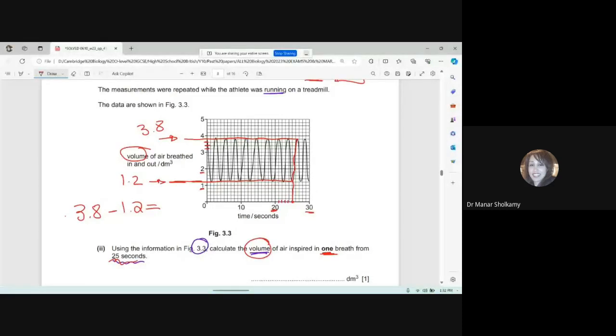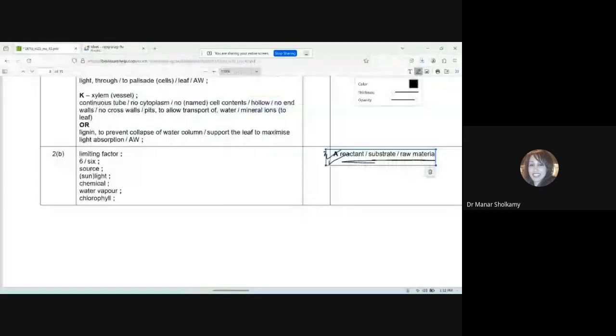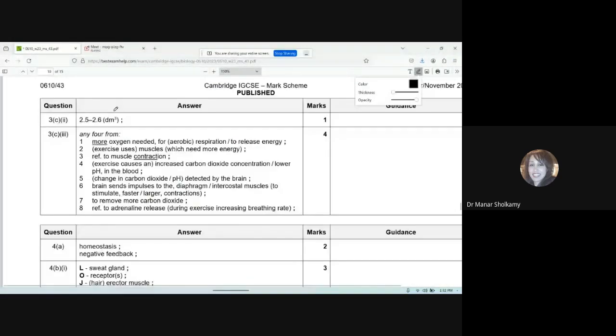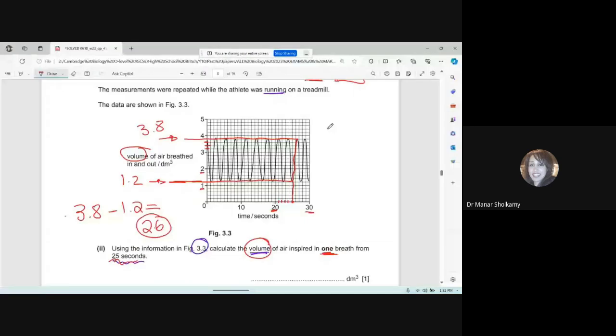I doubt that you will do something like this in the exam. 3.8 minus 1.2 is 2.6. That's the volume. Let's look at the mark scheme in case we are making this up. Yes, it's 2.6. They will give you a range from 2.5 to 2.6. So we are correct. This is the volume.